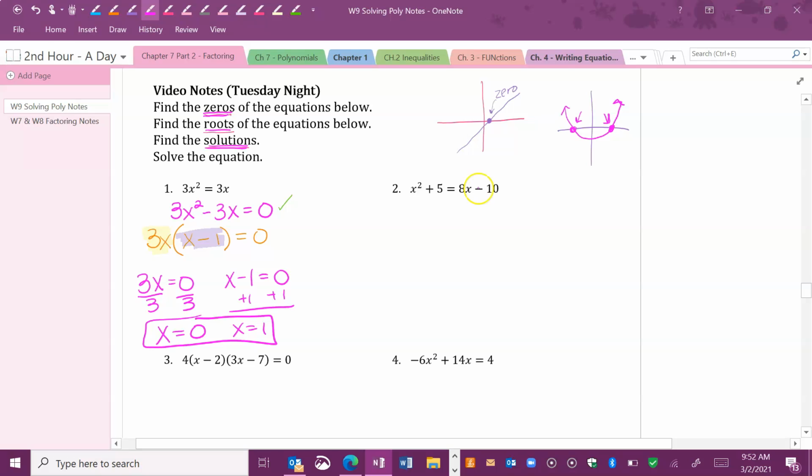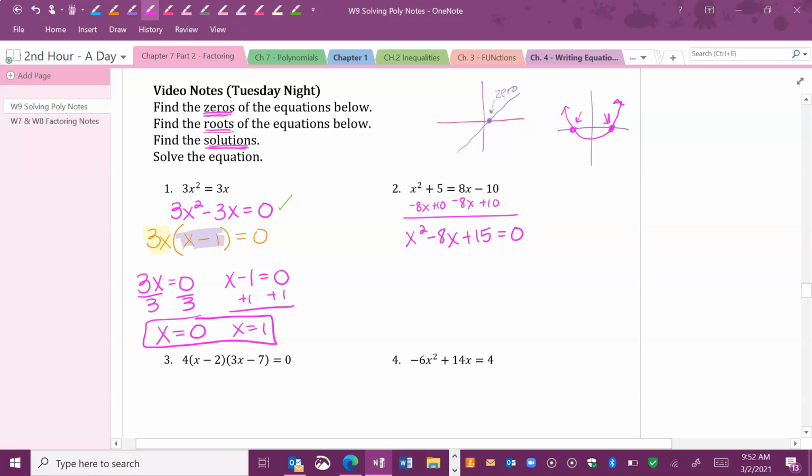And number 2, I need to set this also equal to 0. So I'm going to go ahead and move the 8x over to the other side, and I'm also going to move the 10. I'm going to combine the 10 with the 5 because those are like terms. So I'm going to end up with x squared minus 8x plus 15 equal to 0.